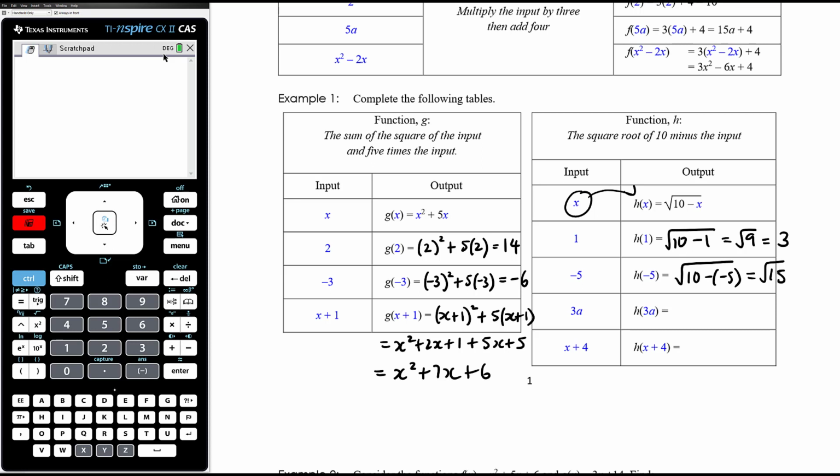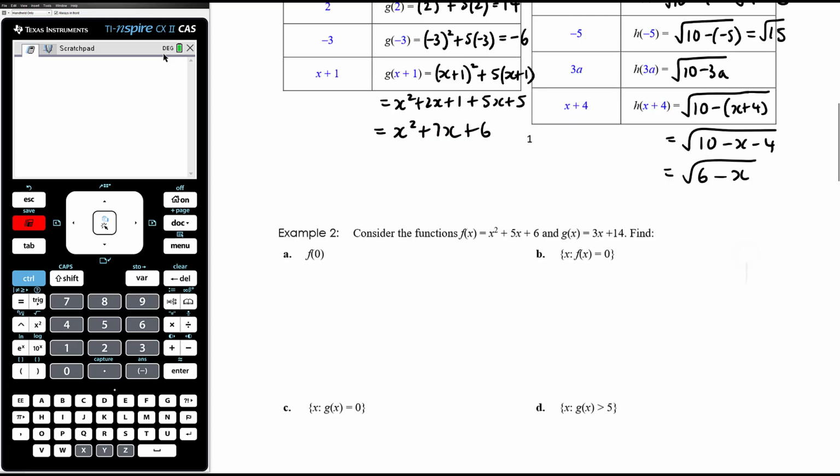If our input is 3a, the output is h of 3a, applying function h to the input value 3a, and it is the square root of 10 minus 3a. If our input is x plus 4, our output is h of x plus 4, applying function h to x plus 4, and it is 10 minus, careful about the brackets here, the input, 10 minus x plus 4, which means it's the square root of 10 minus x minus 4, which means it's the square root of 6 minus x. So we do want to give our answer in simplest form, so just collecting like terms or simplifying surds if possible, etc.